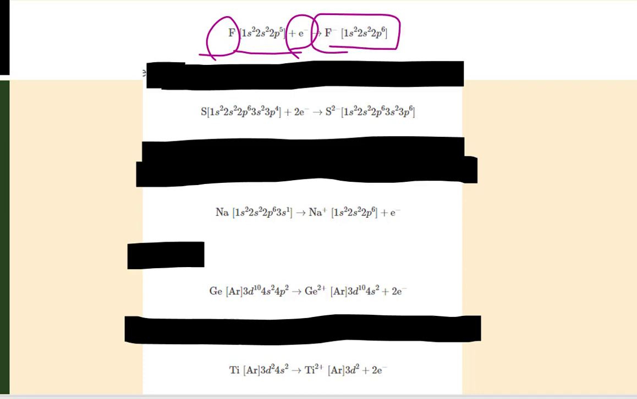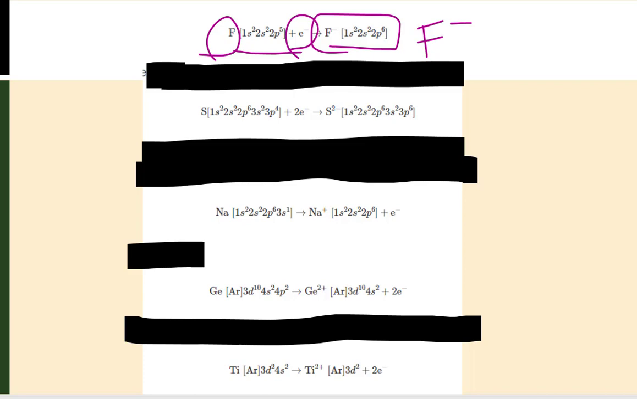So we then make F minus. That is the anion that fluorine will become. It's fluoride. It wants to gain one more electron. So we then make that F minus, and its electron configuration is 1s2, 2s2, 2p6.